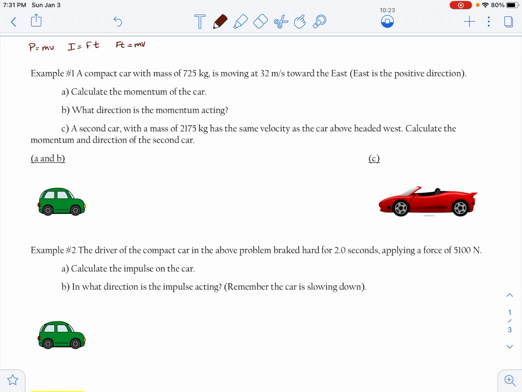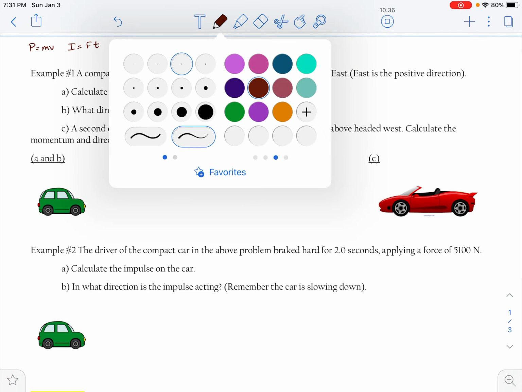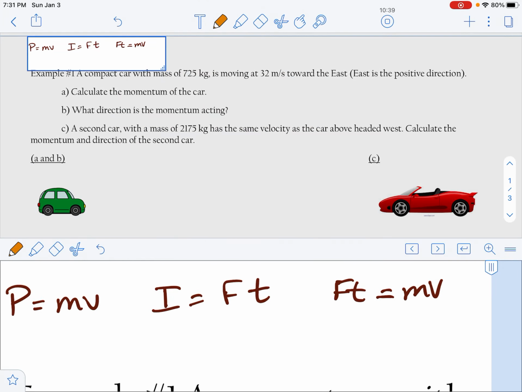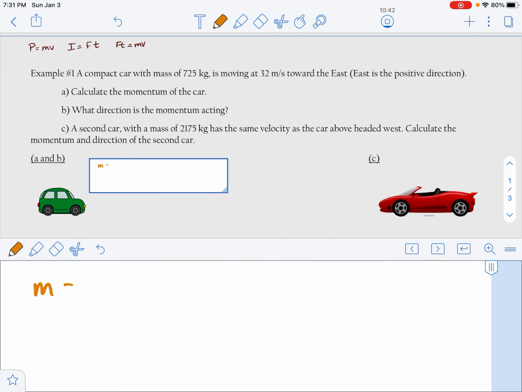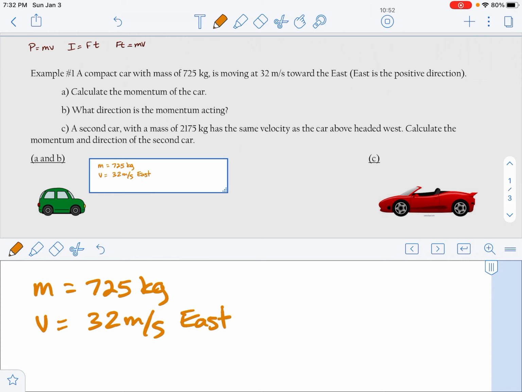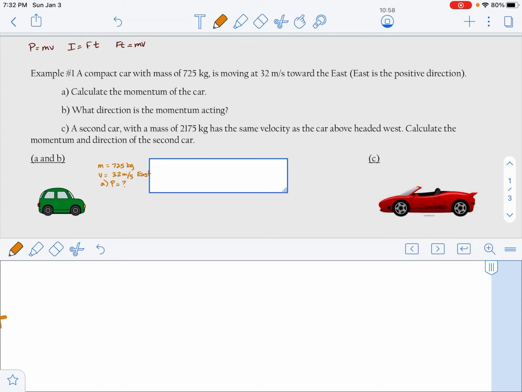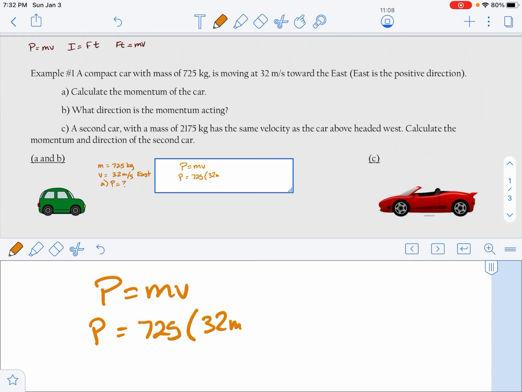So it says a compact car with a mass of 725 kilograms is moving at 32 meters per second toward the east. And this time we're going to call east the positive direction. Remember, I told you direction was important. So what do I know? I know the mass is 725 kilograms. I know the velocity is 32 meters per second east. Okay, and A says calculate the momentum of the car. So I need to find momentum, all right? So P is equal to mv. So I know it's going to be 725 times 32 meters per second.